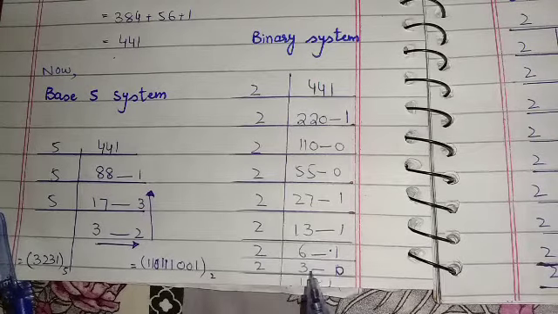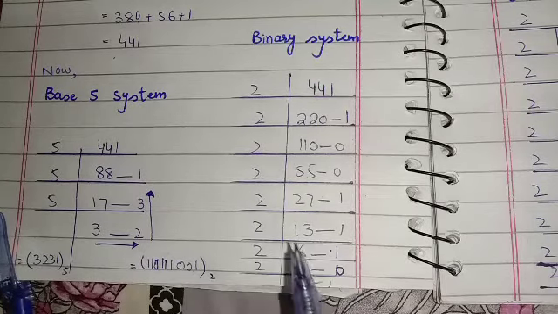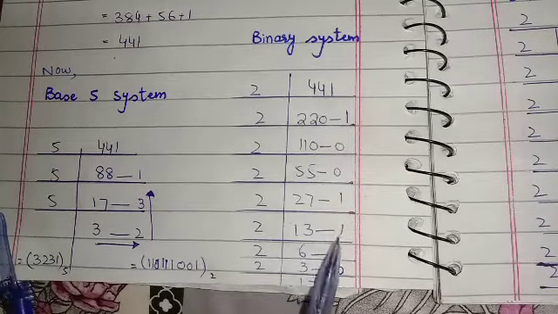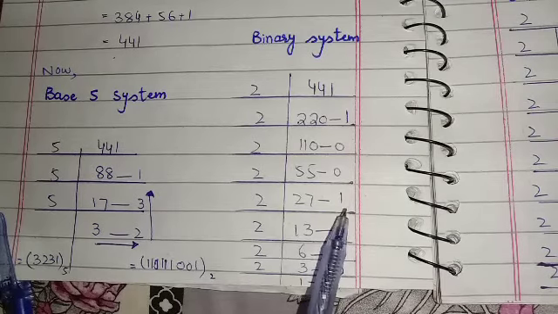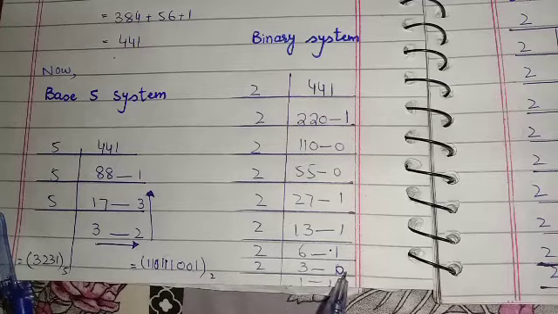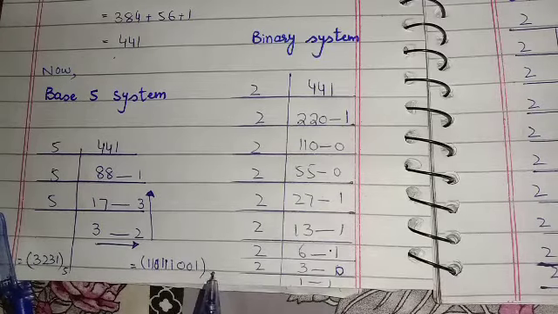2 3s are 6, there is no remainder, we will write 0. Then 2 1s are 2 and 1 will be written on the side. Now students, as you can see, this is our binary number system, so on this side there are only 0s and 1s. If we have anything other than 0 and 1, your division is wrong. Now we will write the answer starting from here: 1 1 0 1 1 1 0 0 1 with base 2.